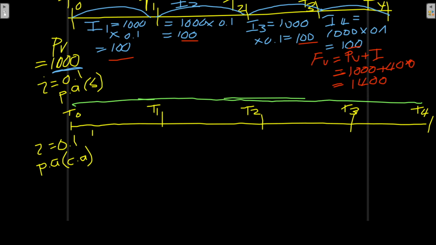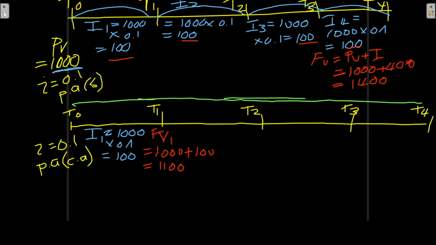So the interest in the first year is the 1,000 rands times 0.1, and that will give me 100 rands. Now the future value at time point 1 is equal to the original amount, which is 1,000 rands, plus the interest that I've earned, and that is 1,100 rands.